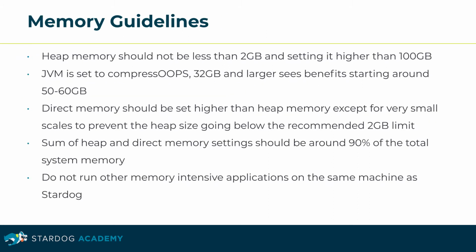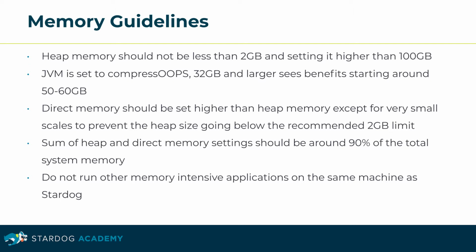Now, going into the memory guidelines in a little more detail. First, we're going to look at the Java virtual machine, where we should have heap not less than 2 gigabytes. And for 32 gigabytes and larger systems, especially in the 50 to 60 gigabyte range, we can use some of the JVM parameters, as noted here, to provide optimal performance.